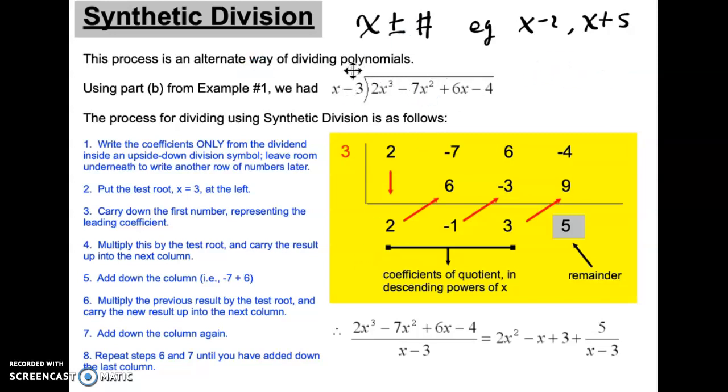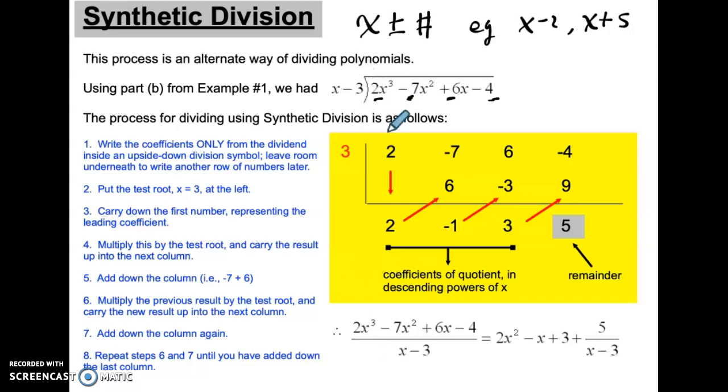So if we were dividing this cubic by x minus 3, the way we do synthetic division is we first start by only taking the coefficients. Okay? You need to make sure that every single term has a coefficient. So if you're missing a term, like missing your x squared, you'd have to put a 0 as the coefficient.